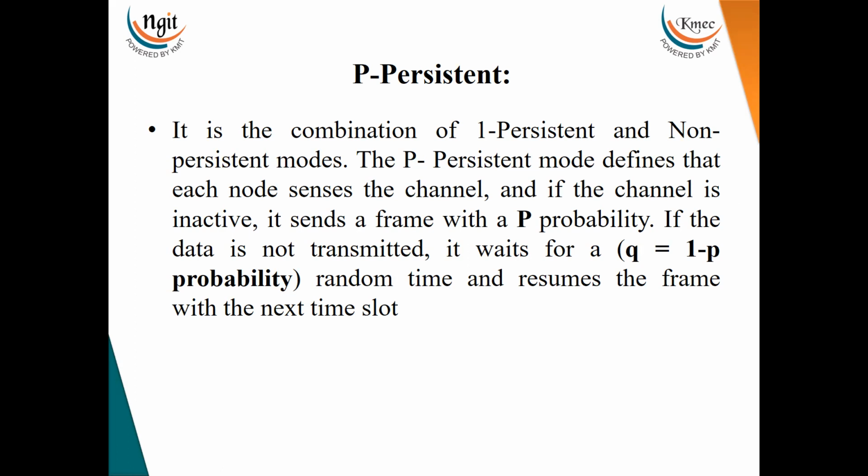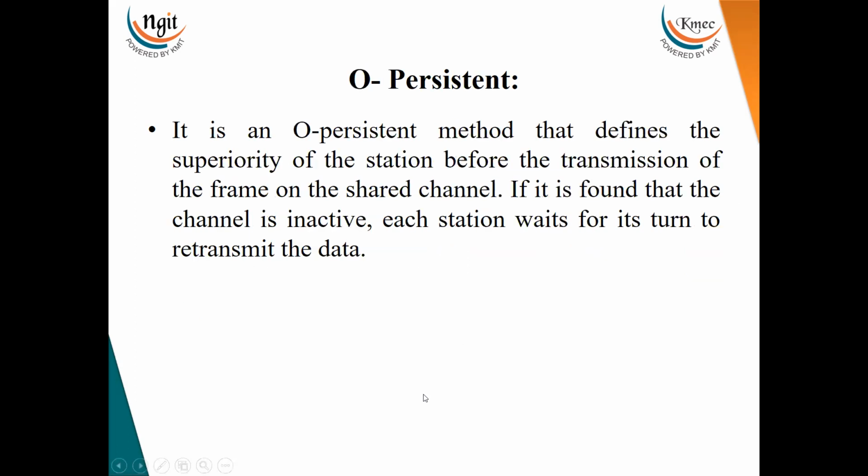What is meant by O persistent? It is a method that defines the superiority of the station before the transmission of the frame on the shared channel. If the channel is found to be inactive, each station waits for its turn to retransmit the data.